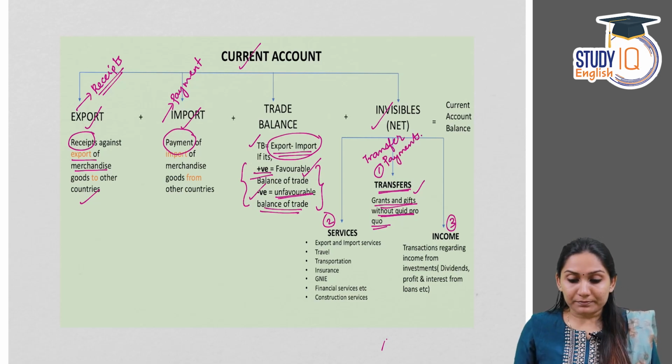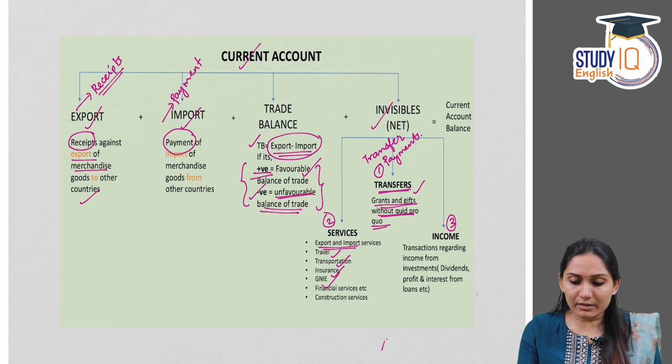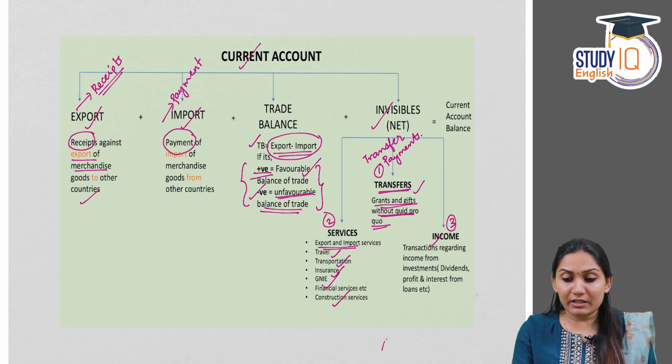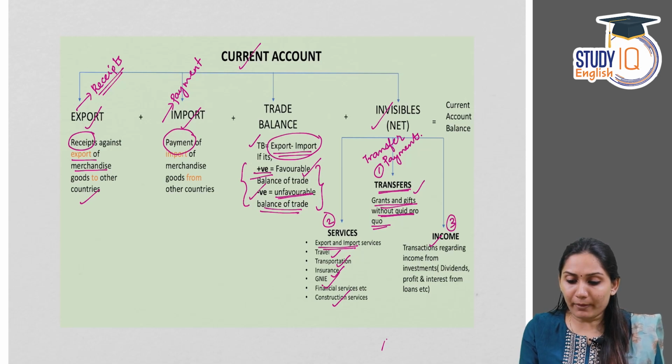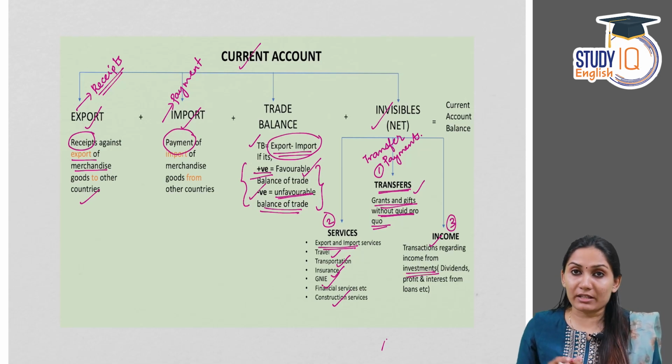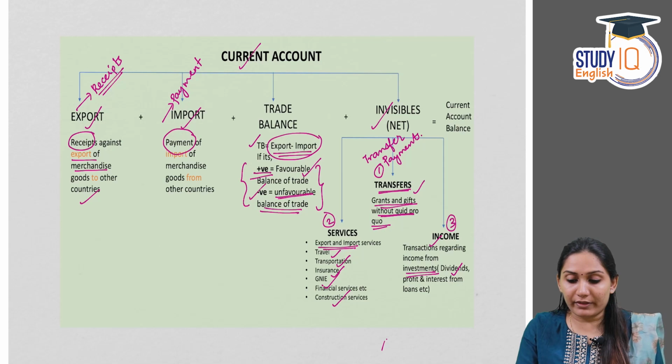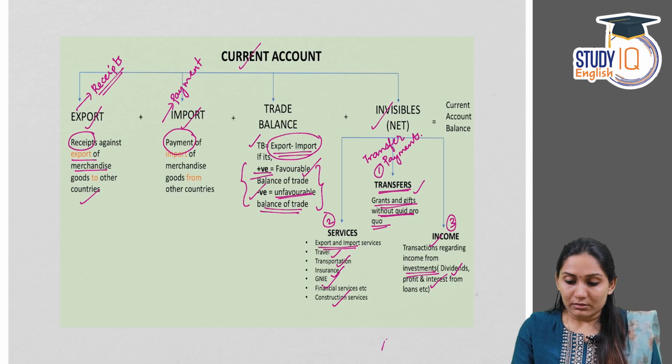Second one is services. It includes the export and import of services, travel between two countries, transportation, insurance, then financial services, construction services, etc. Then the third component is income. Within invisibles, the third component is income. It is transactions regarding income from investments. That is the income that you get from the rest of the world through investments. It can be through dividends, profit and interest earned from loans, etc. So these are the subcomponents within invisibles.